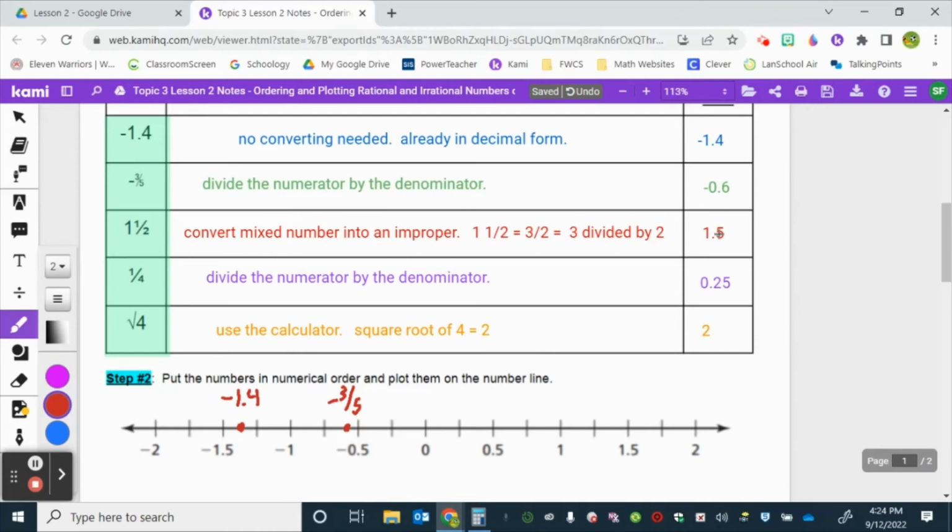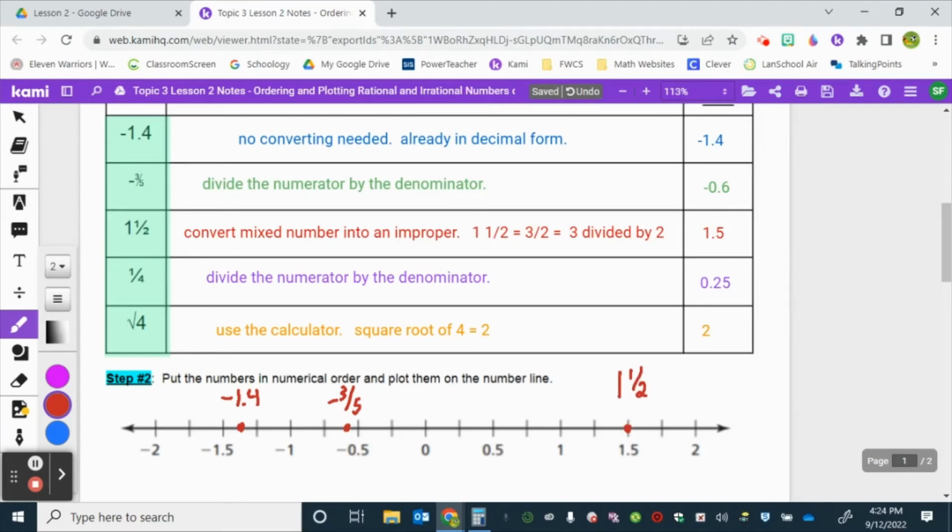1 1/2 was 1.5, right? Those were equivalent. So again, I'm going to find 1.5 on my number line. That's pretty nice because 1.5 is actually on the number line. I'm going to plot my point here at 1.5. And then above it, I am still going to write 1 1/2. And it's a mixed number.